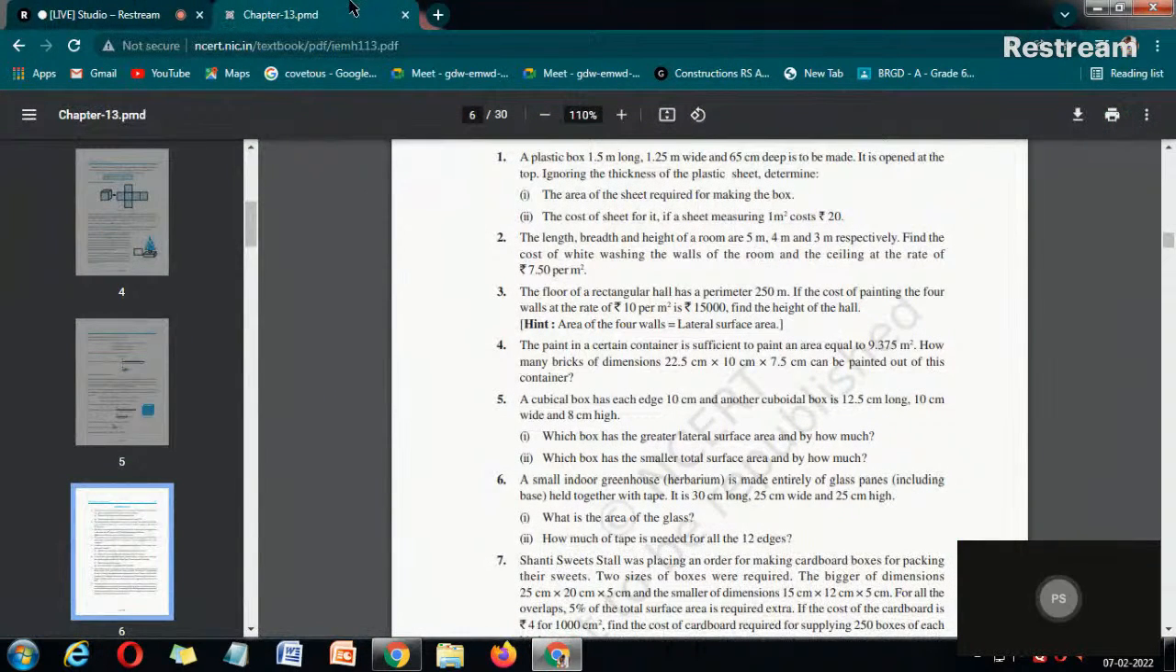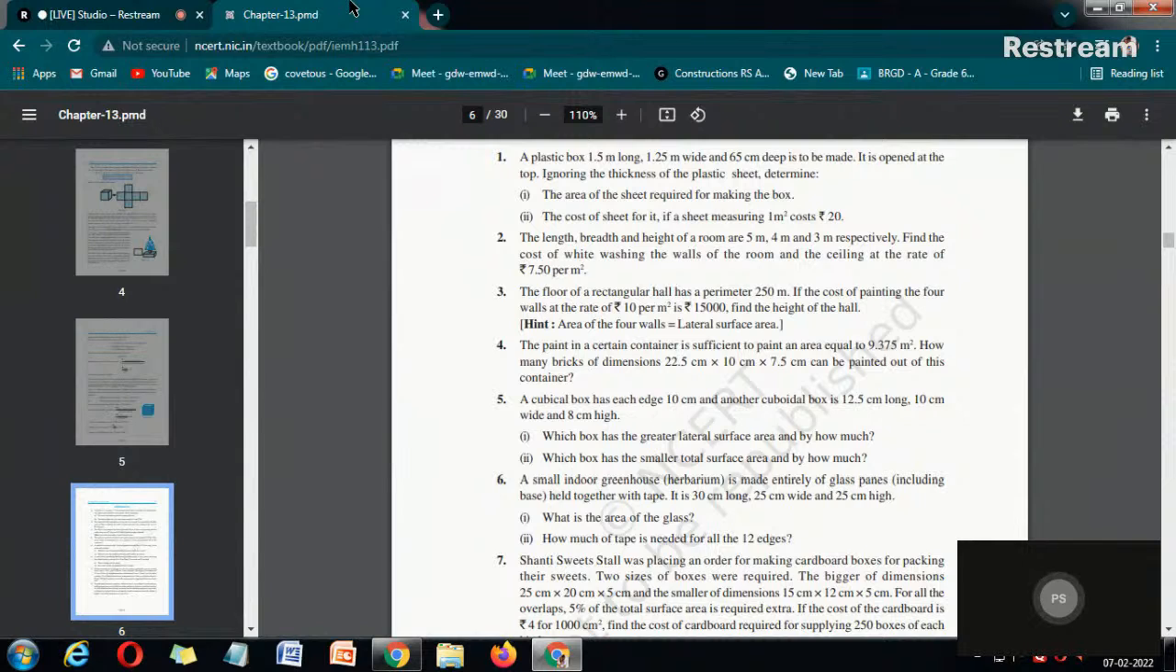A small indoor greenhouse, herbarium, is made entirely of glass panes, including base. Held together with tape, it is 30 centimeter long, 25 centimeter wide, and 25 centimeter high. What is the area of glass? Here we are asking about the area of the glass.